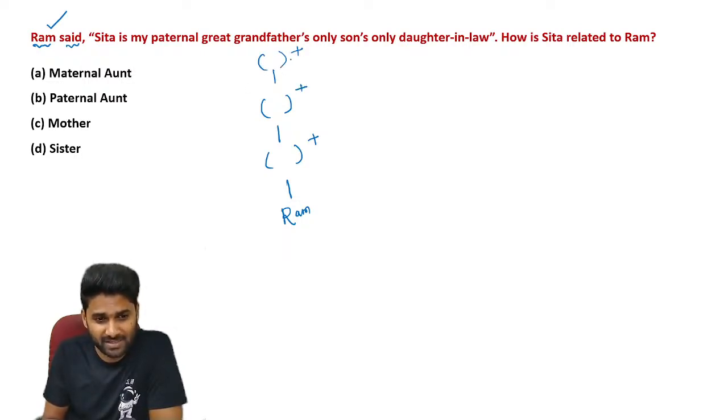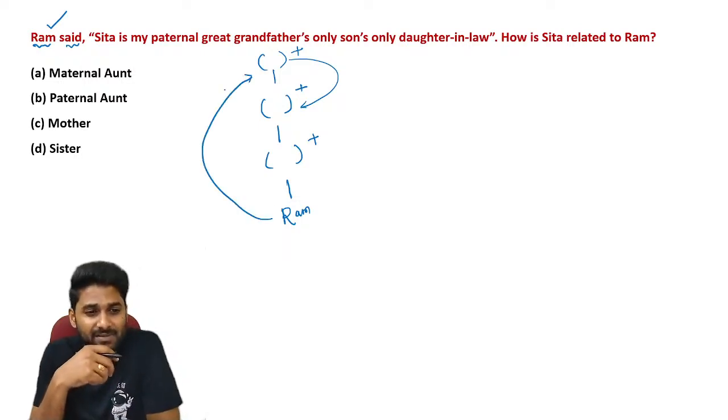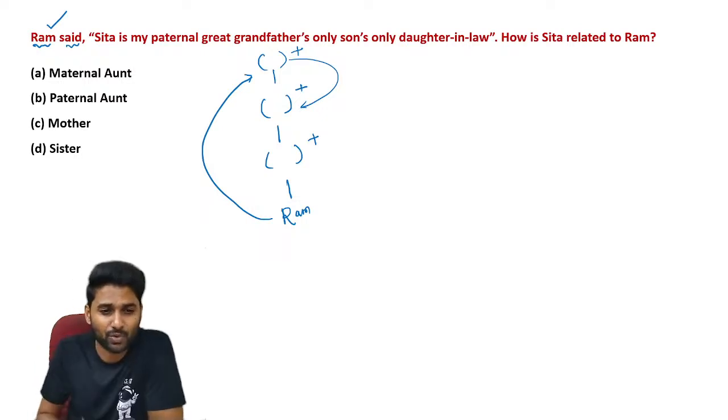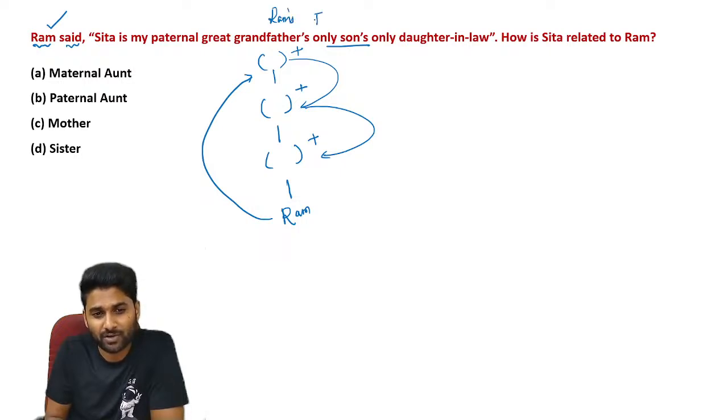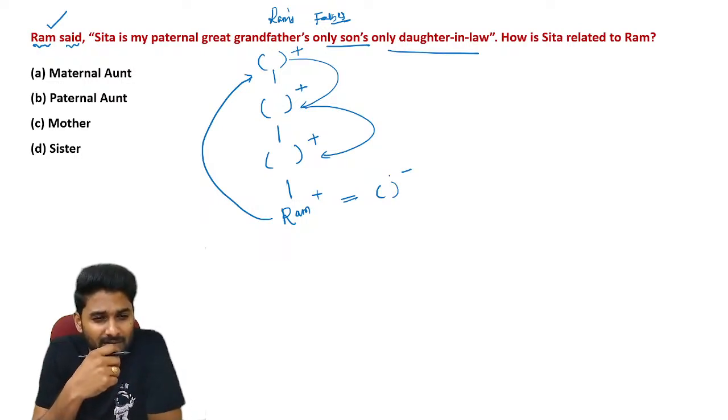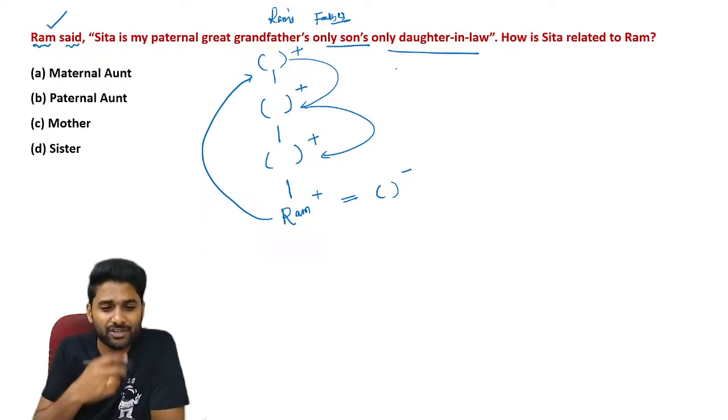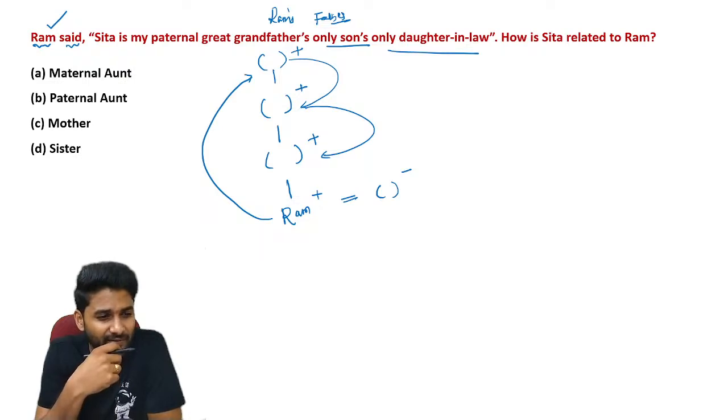Only son, so they are talking about this. First information: Ram's paternal great grandfather's only son is Ram's grandfather. Ram's grandfather's only son is Ram's father. Next information: Ram's father's only daughter-in-law. Only daughter-in-law is all about the wife.